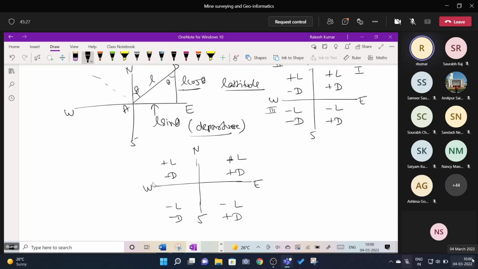Why are we introducing the concept of latitude and departure? So that we can find the closing error. So that we have found the closing error. What else can we do? We can use it differently. Now you'll see in the numericals.